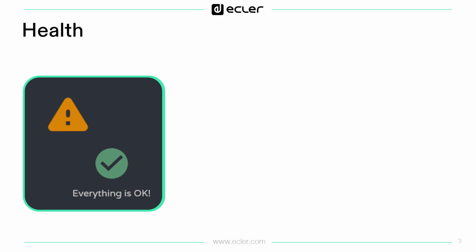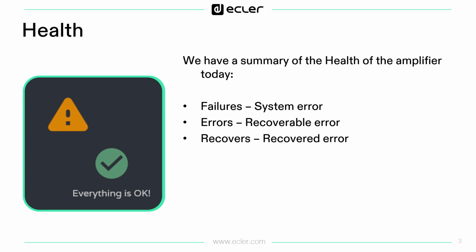In the Health tab, you will find a summary of the amplifier's health today. There are three types of possible messages. First, failures, that are system errors, so they are not recoverable. Second, errors, that are recoverable errors. And third, recovers. These are messages when errors are fixed.